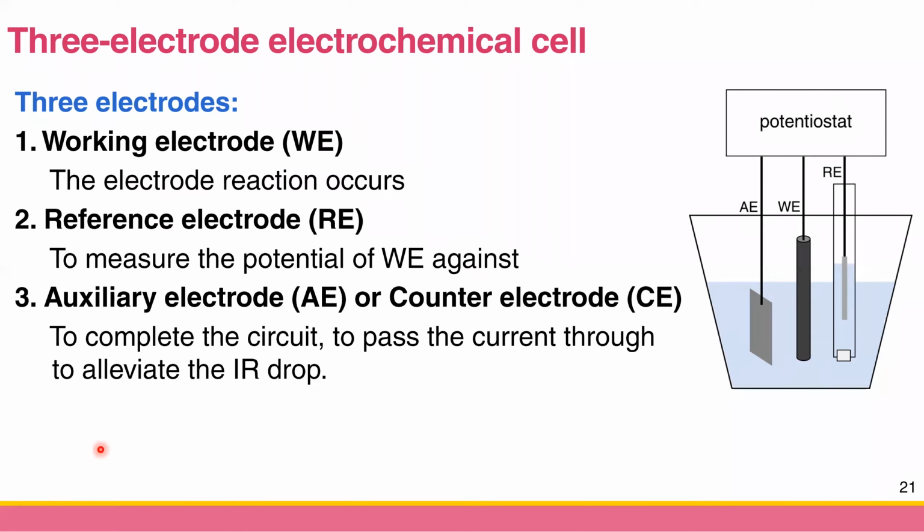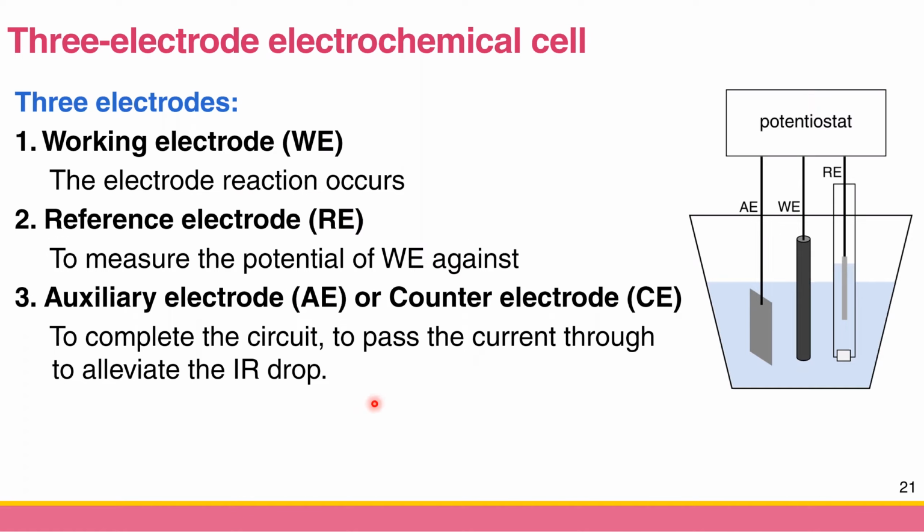But now we have the third electrode, the new electrode. We call it the auxiliary electrode, AE, or counter electrode, CE. This is the same thing; you're going to see these two terminologies used interchangeably. The role of the auxiliary electrode is, first, to complete the circuit, and second, to pass the current through to alleviate the IR drop.